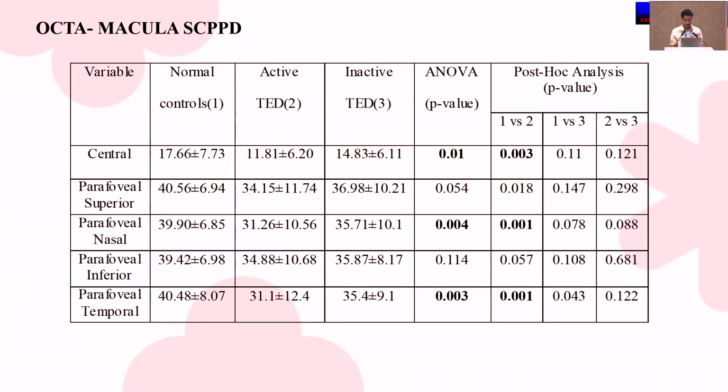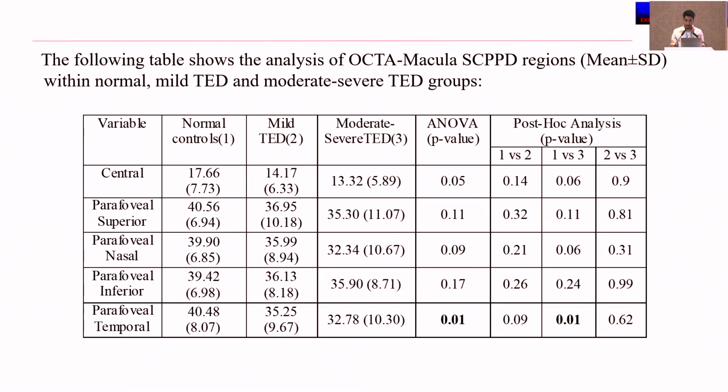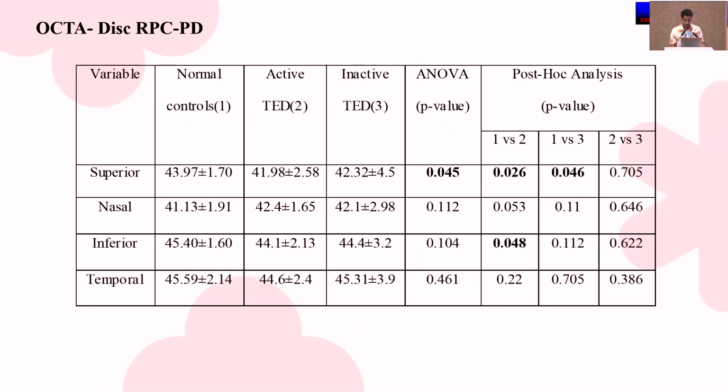In the OCT macula superficial capillary plexus perfusion density, there was decreased perfusion density in the active TED group as compared to the normal groups, which was significant. This table shows that there was no change in mild and moderate to severe TED groups in the OCT macula parameters. The OCTA disc parameters were also not significantly changed.